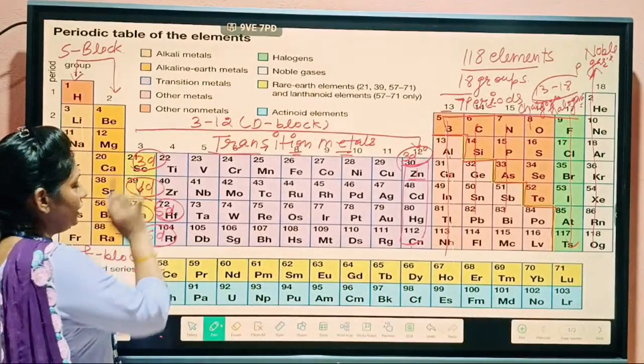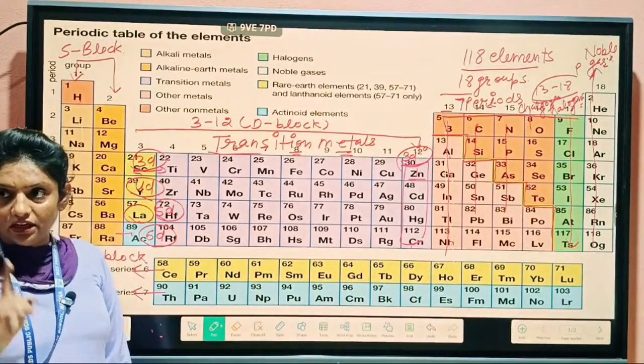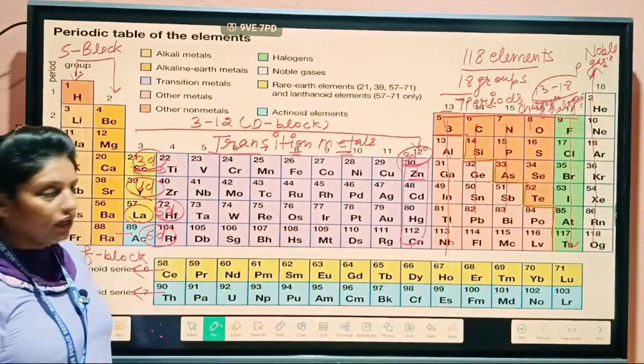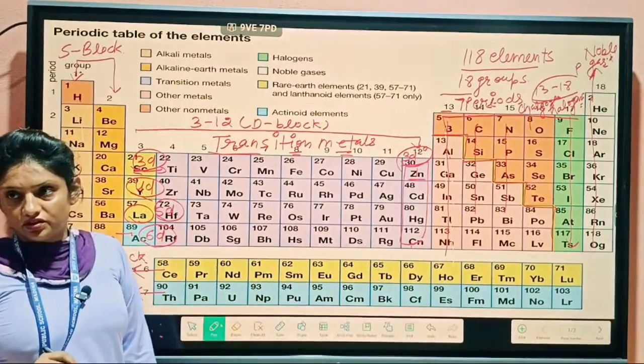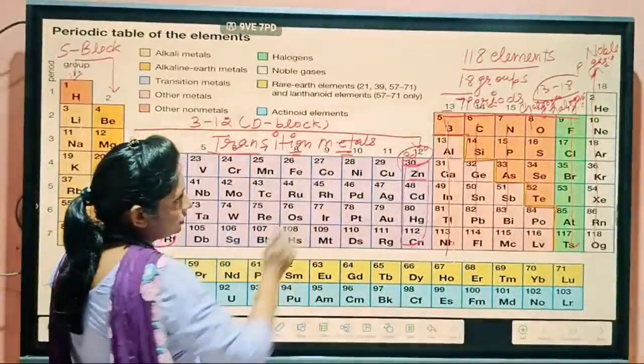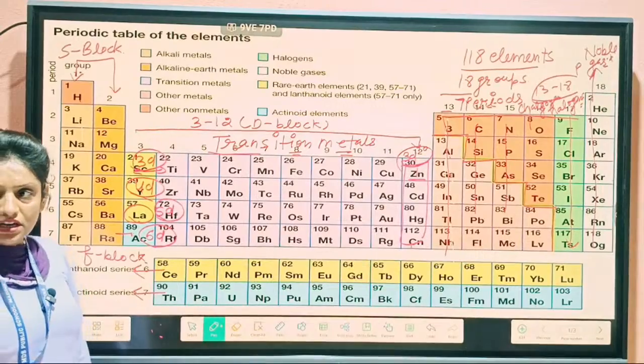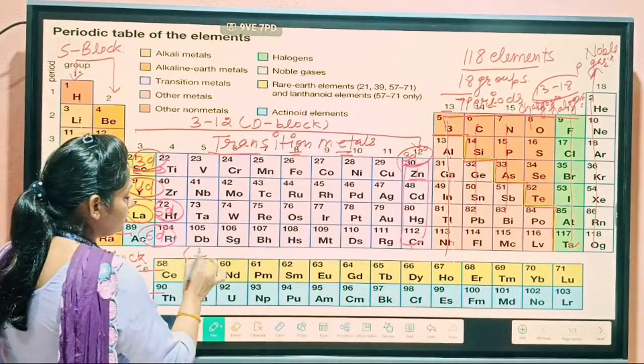Why is it known as 3d? Because here the electron is filled in the 3d orbital. So it is known as the 3d series. Okay students, these are known as the transition metals, and these lanthanoids and actinoids are also known as the inner transition metals.